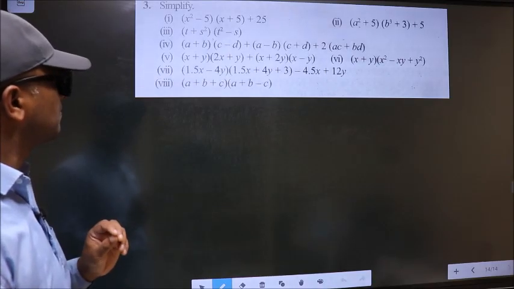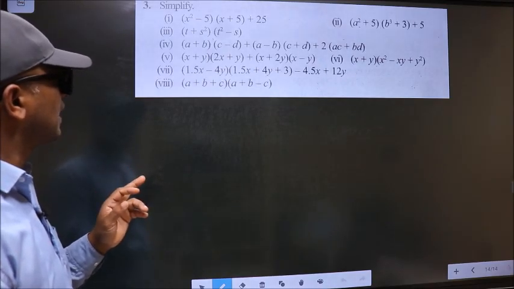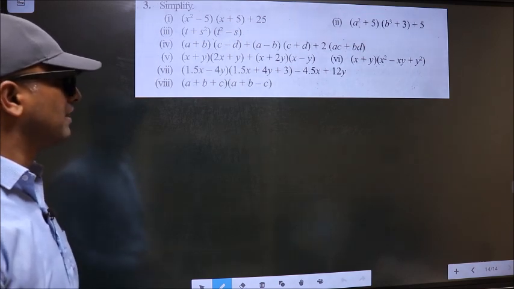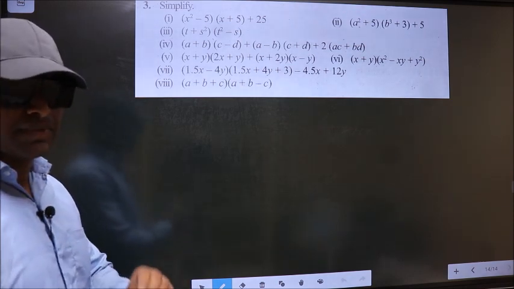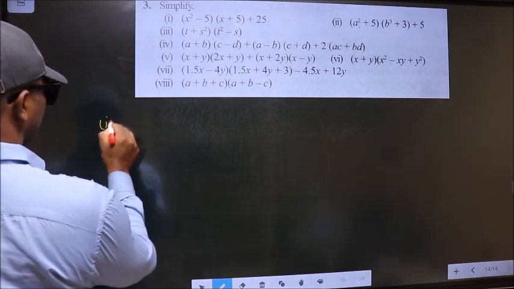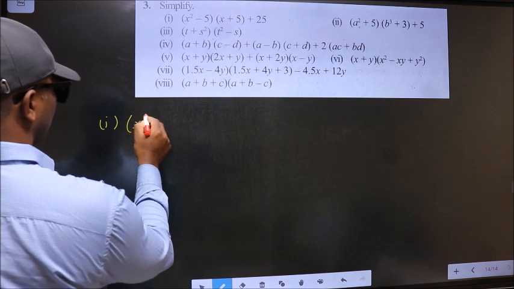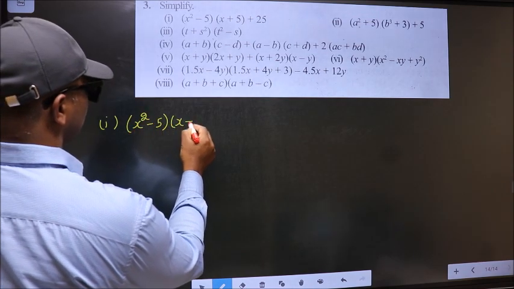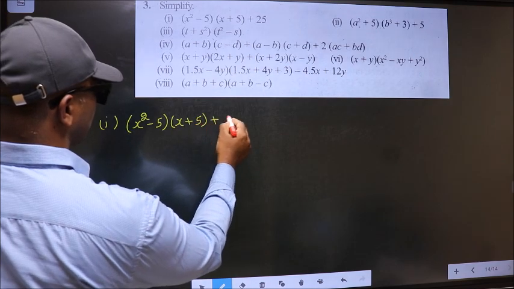Simplify first bit: x square minus 5 in brackets into x plus 5 in brackets plus 25. To simplify, see here. First bit: x square minus 5 x plus 5 plus 25.